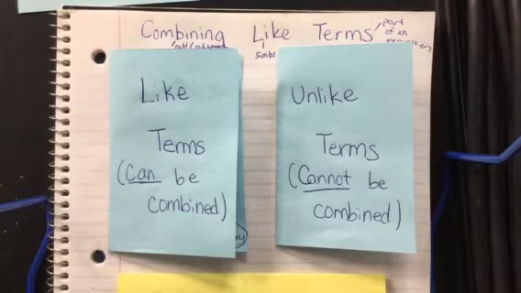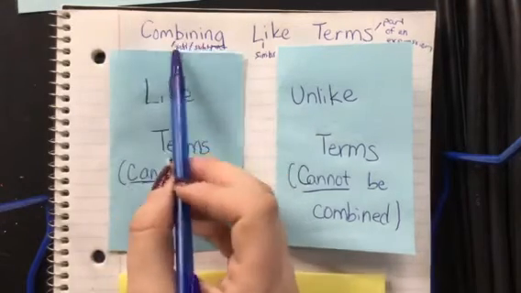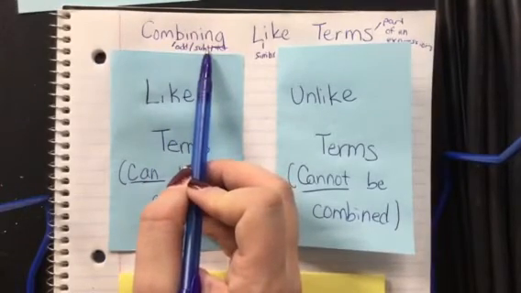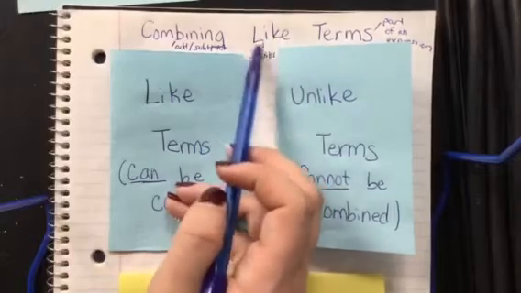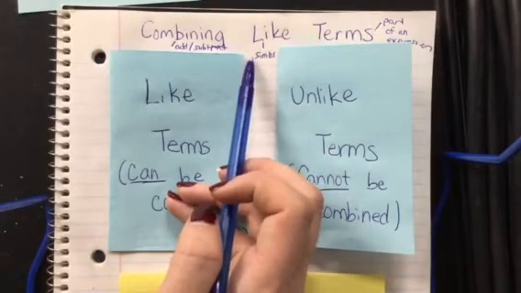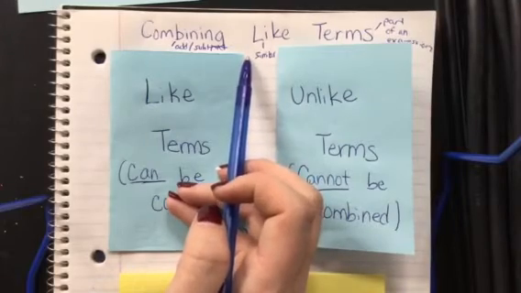Now, the question is, if I have a positive number and a negative number, when I combine, what am I actually doing? A positive number and a negative number. I'm subtracting, right? So combining could look like addition or it could look like subtraction. Okay? When we think of the word like, we think of the same or similar.